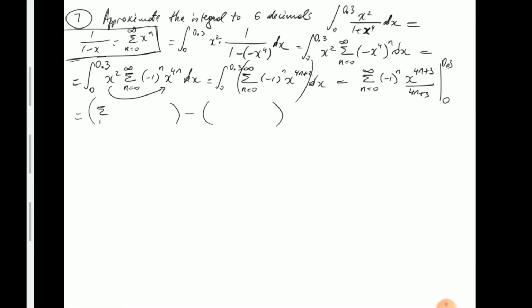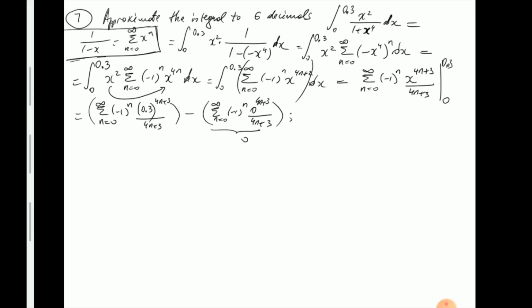except you plug in those numbers inside that summation. So 0.3 to the 4n plus 3. And the other piece is 0, but let's just write it so it's clear where it comes from. When I plug in 0, obviously this is going to be 0.